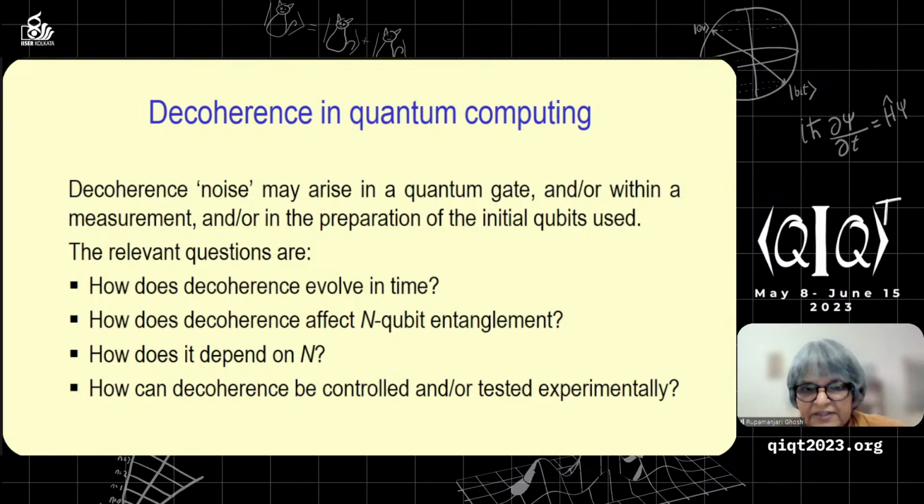How does decoherence affect n-qubit entanglement? How does it depend on n? That's what I meant. And how can decoherence be controlled and/or tested experimentally? So I think these are open problems even today. There's a lot of work we had done, which you can look up, and probably we can discuss that later.